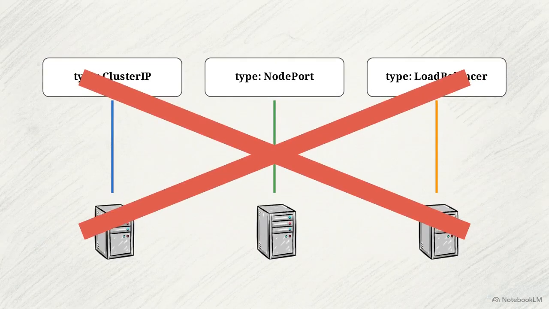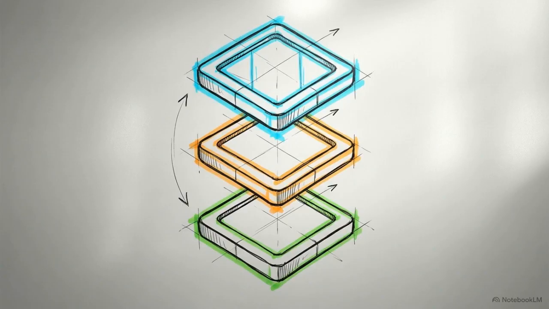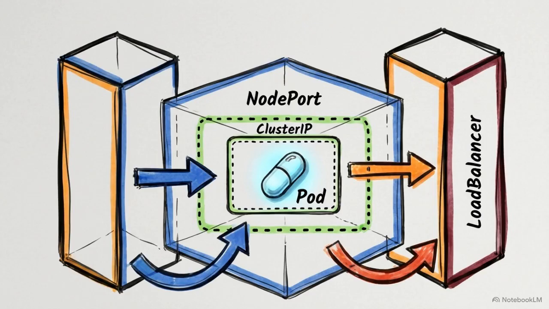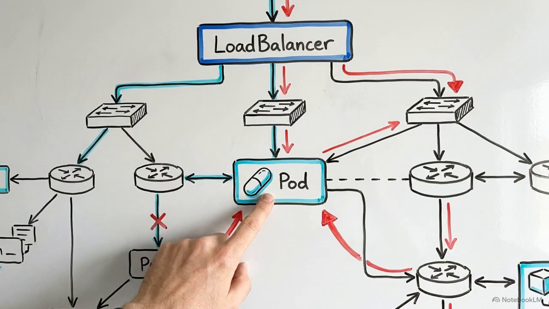But that mental model is entirely backwards. Kubernetes networking is strictly additive. These services stack on top of each other. Load balancers wrap NodePorts, and NodePorts wrap ClusterIPs. If requests fail to reach a pod, you can't troubleshoot the network until you understand exactly how this dependency chain operates at the node level.